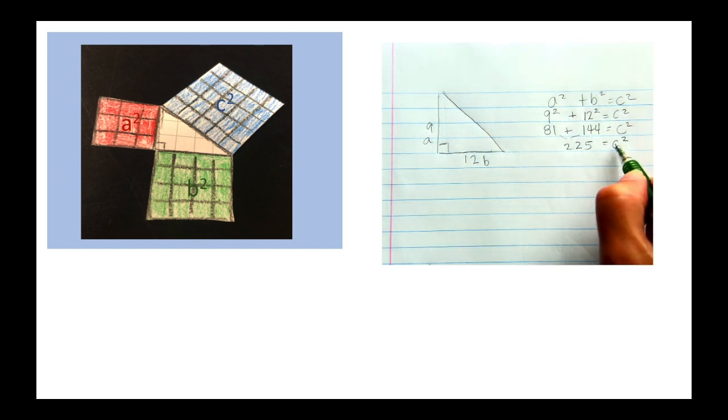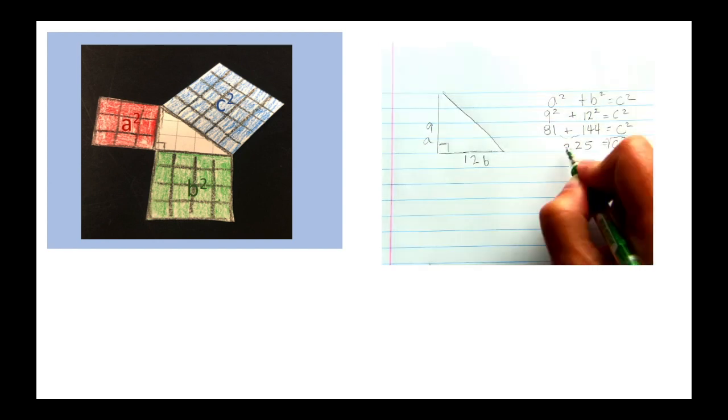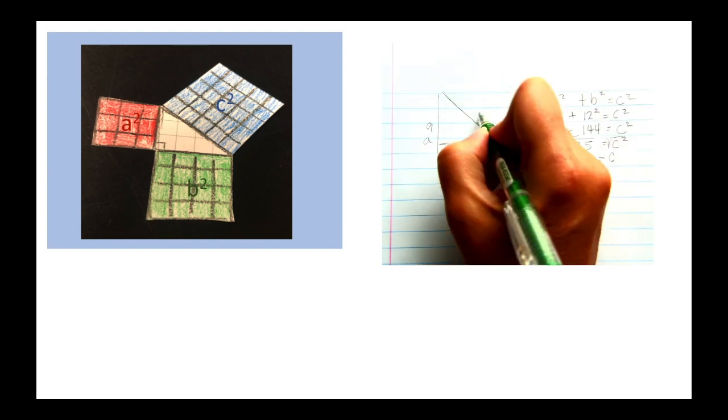I don't want to know C squared. I want to know just plain C. So I'm going to take the square root of both sides, and that gives me C equals 15. So my C here is 15.